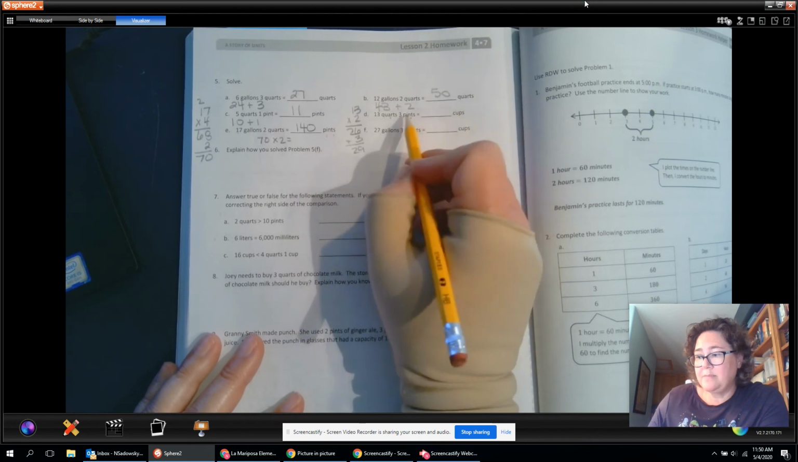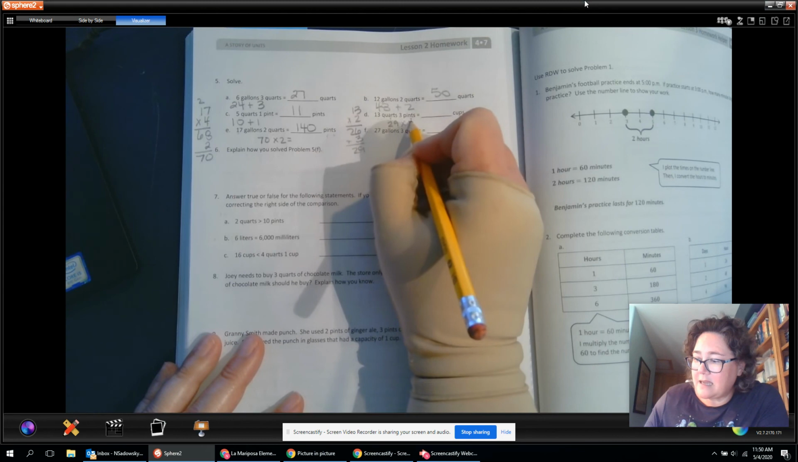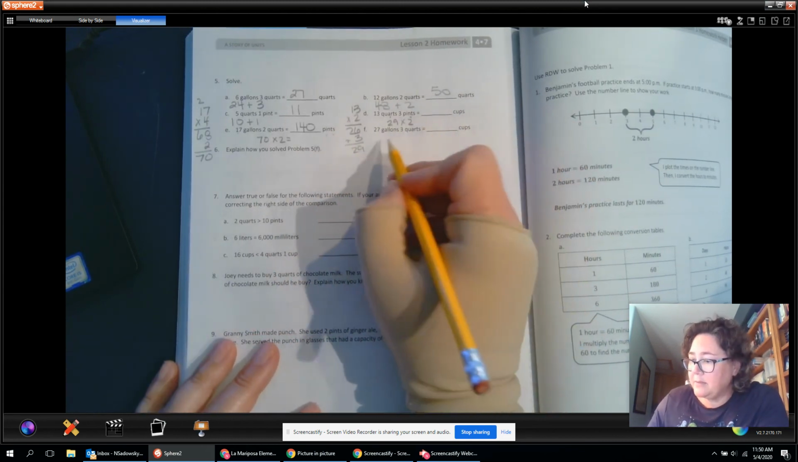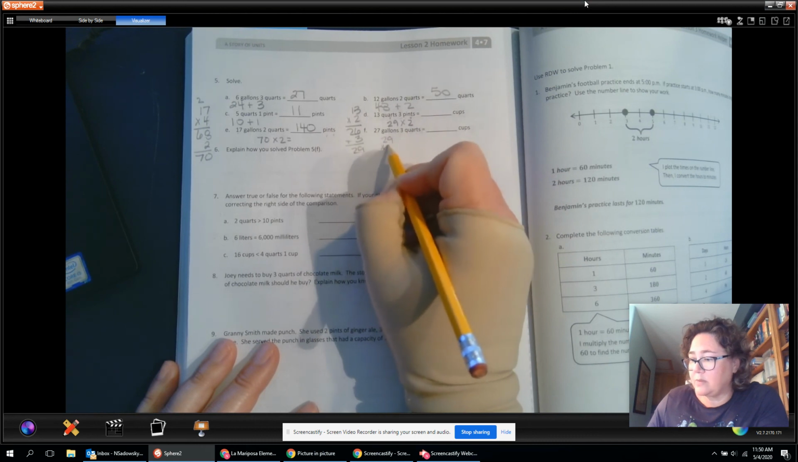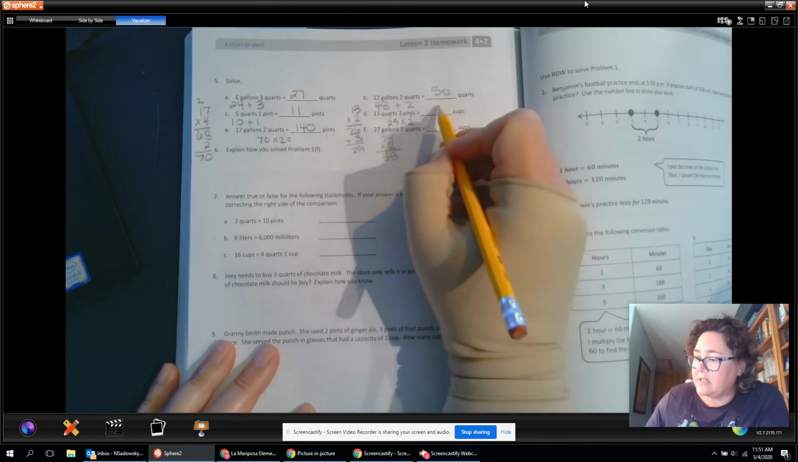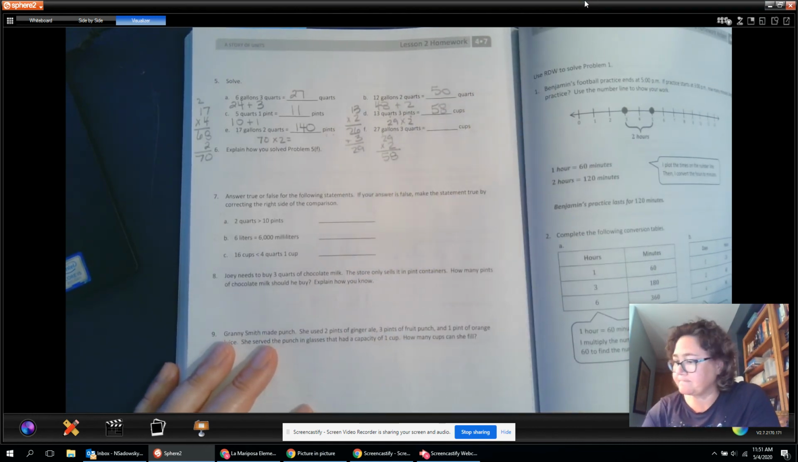But there's 2 cups in every pint. So what we really need to do is 29 times 2. I probably wouldn't want to do 29 times 2 in my head. So let's see, that's 18. Oh, that's 58. So that's going to make 58 cups.